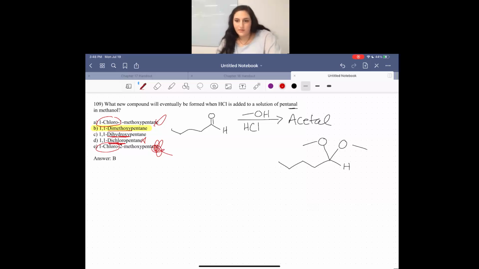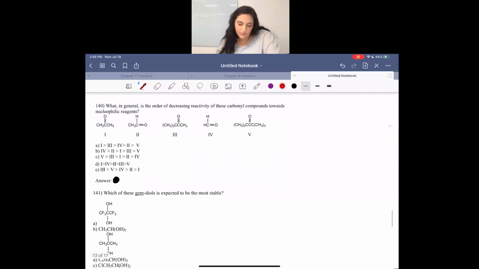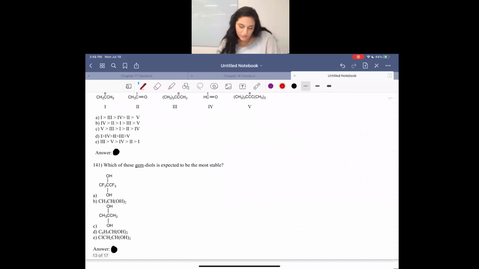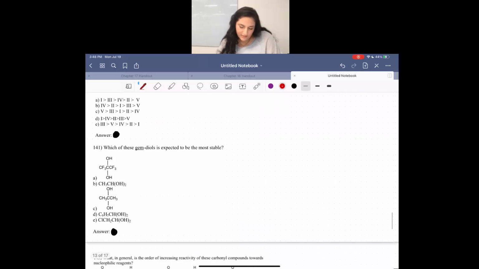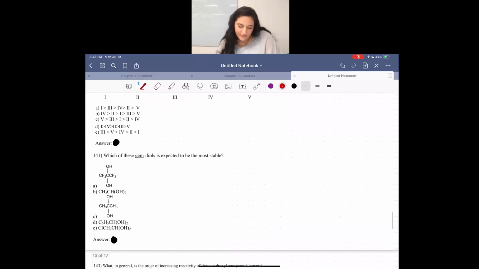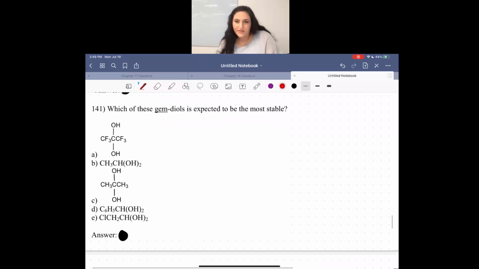Okay, so there's so many. Okay, let's do this one because we didn't explicitly talk about this concept. So, which of the following gem diols is expected to be the most stable? So, let's right quick draw these guys out.